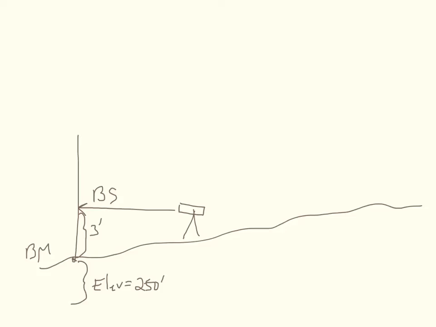So the height of our instrument, our HI here, is always going to be the previous elevation, which was our benchmark, plus the back sight. Plus back sight. So in this case, the height of the instrument is going to be 253 feet. And that's from sea level, and I'm taking the bottom here as sea level.